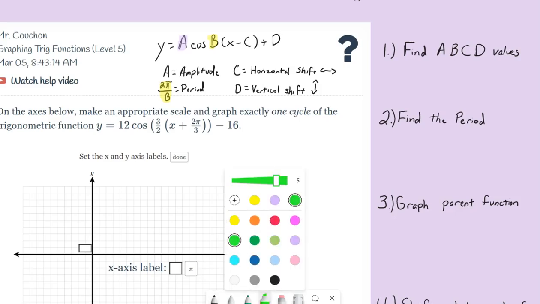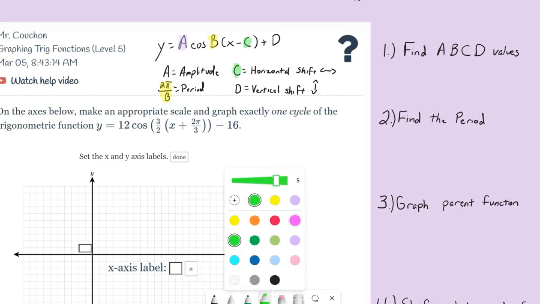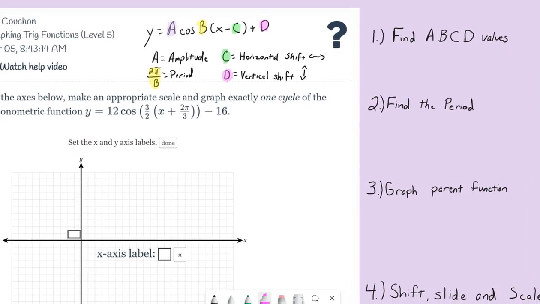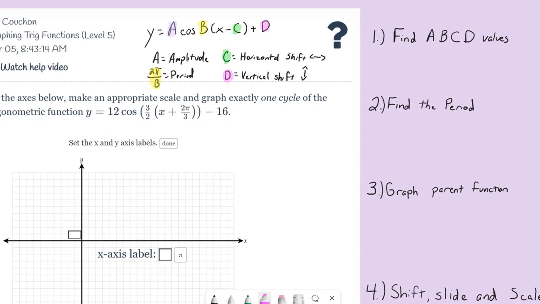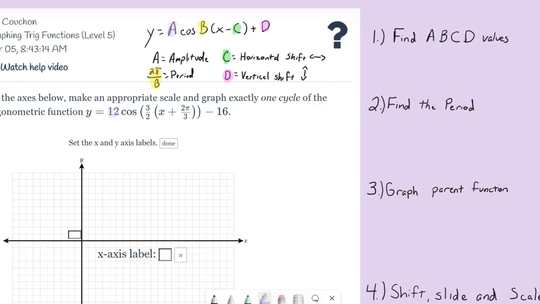Alright, so let's get some colors here. Let's see, and that'll be D. Okay. So we have to find our A, B, C, D values first. So obviously, I can go through here and pick those out pretty easily. My A value is going to be 12. So as I tackle this problem, I know that A is 12.